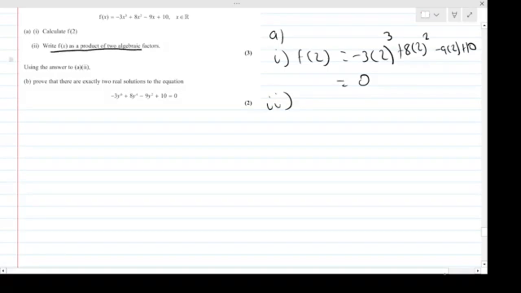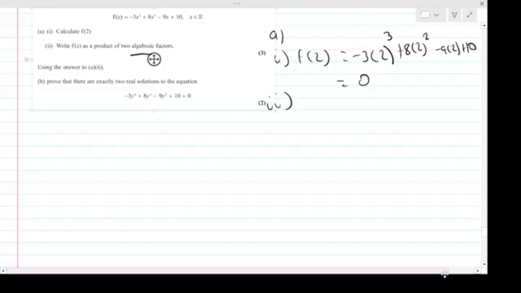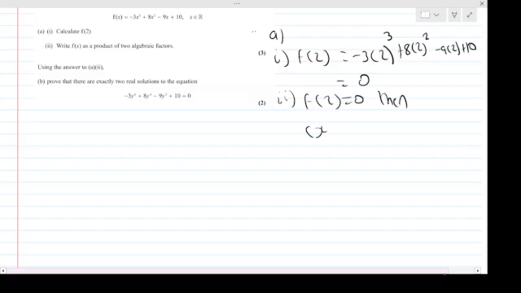Then it says write it as a product of two algebraic factors. Now, hopefully it's talking about factors. Hopefully it's ringing a bit of an alarm bell that we have to consider factors. Well, if we've got a root, then that screams factor theorem, right? Because if you know f of 2 equals 0, then by the factor theorem, x minus 2 is a factor of f of x here.